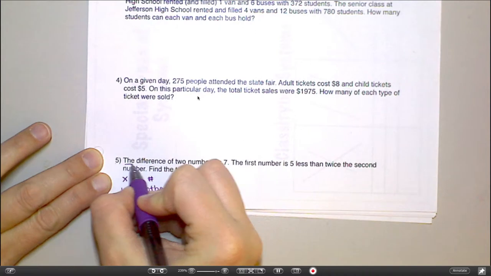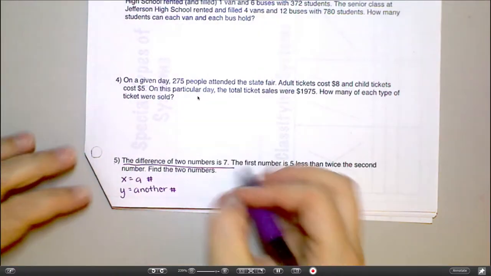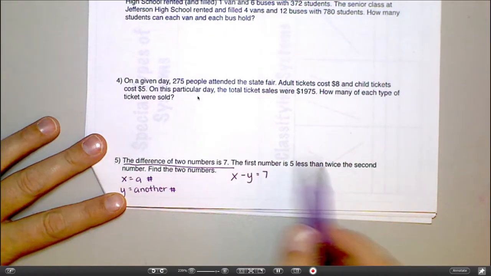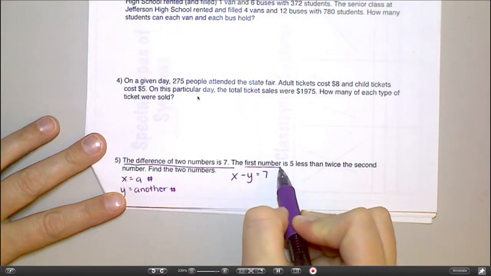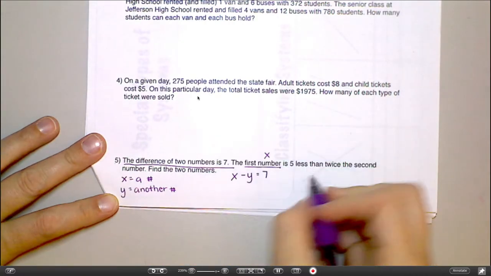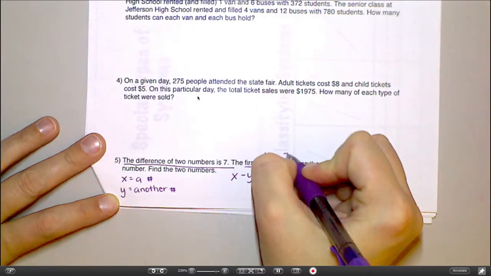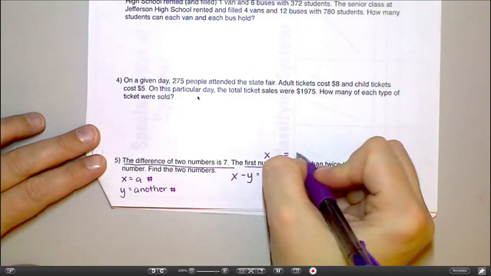Okay. The difference of two numbers is 7. What does difference mean? Subtract. So I know when I do X minus Y, I'm going to get 7. Okay? And this is like the very first thing we did at the beginning of the year, where we went word by word. You remember this? So the first number, which is my X, is, what do I put in for is? Is equals. Remember way back, this was very, very beginning of the year. We said things like the sum of 2 and 3 is 5, and we talked about how the word is equals. So the first number is 5.